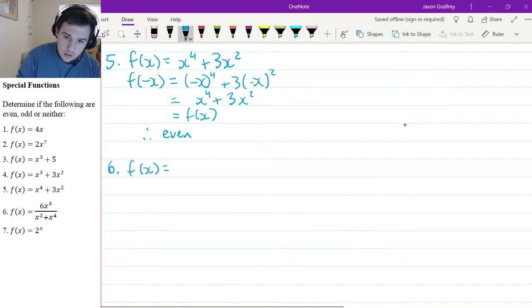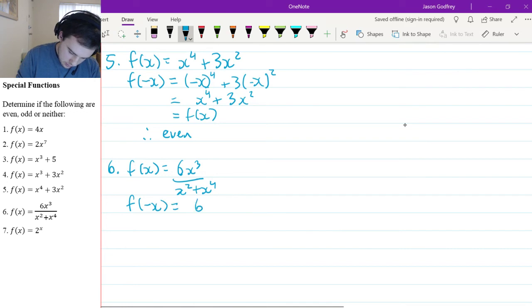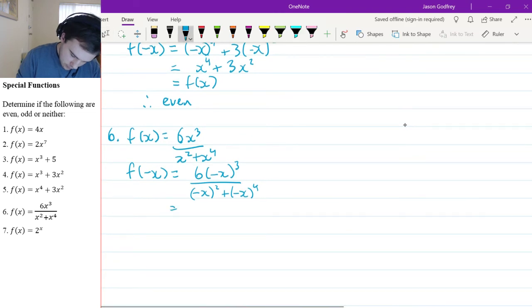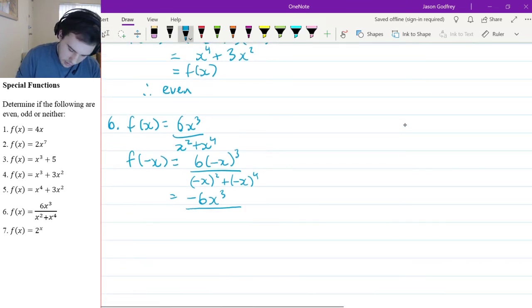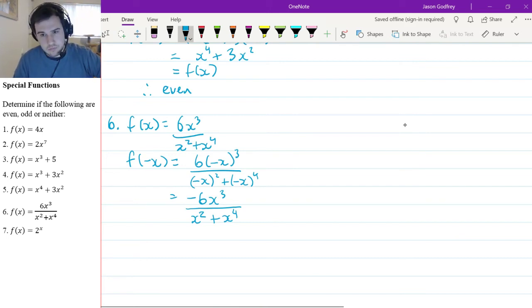Alright, 6. We've got 6x cubed over x squared plus x to the 4. So to test if there's any symmetry, we're going to input negative x. So up in the numerator, negative x cubed is going to become negative. A negative cubed is still negative, and on the denominator, negative x squared is going to be positive x squared, and because it's an even power, x to the 4. Now, is this the original function? No, it's not, because the original function didn't have any negatives.